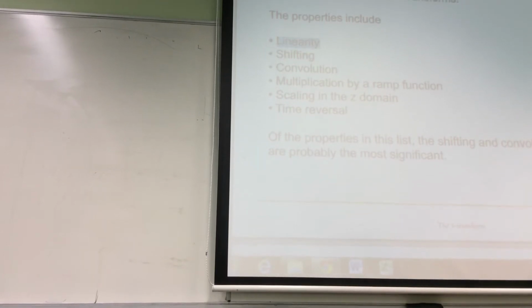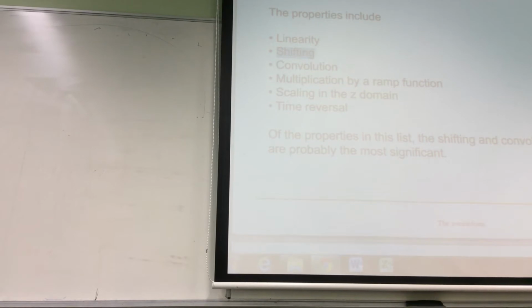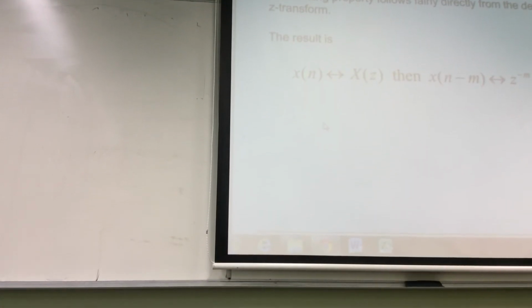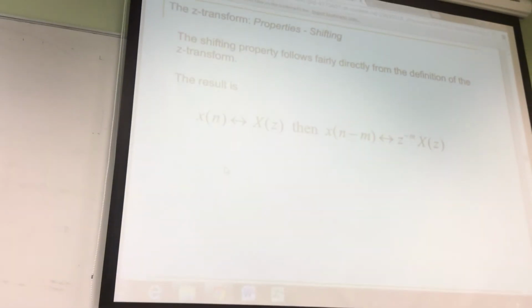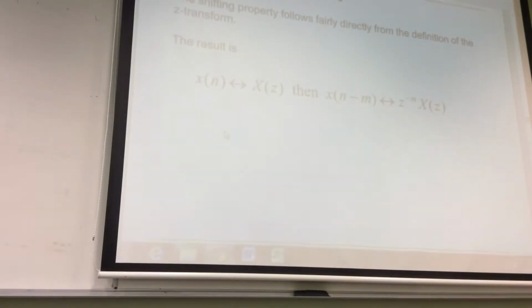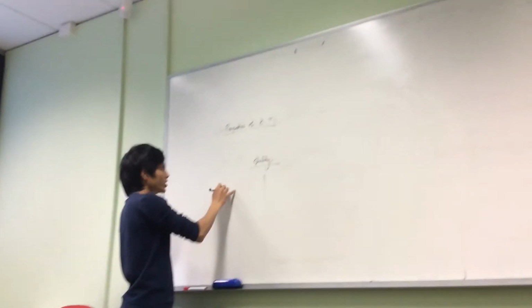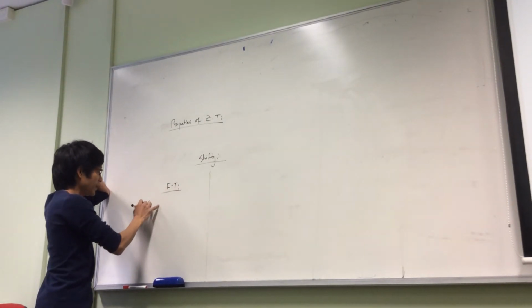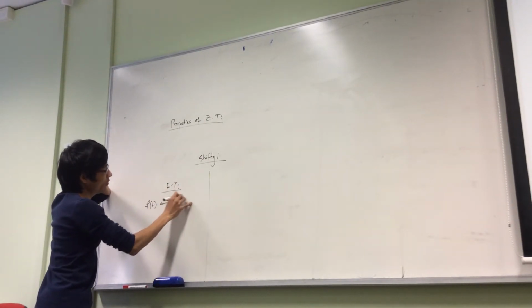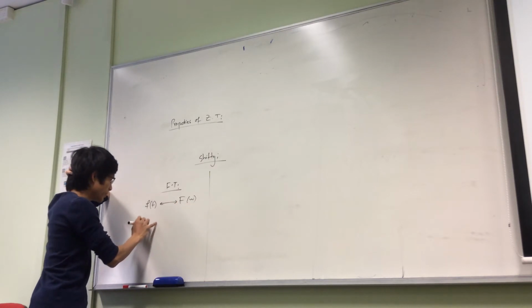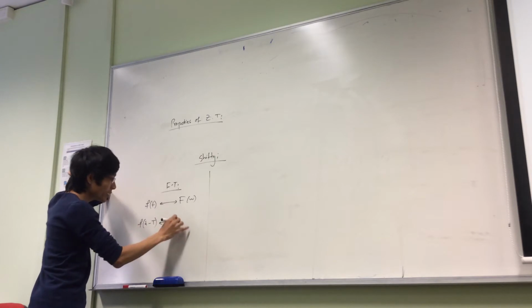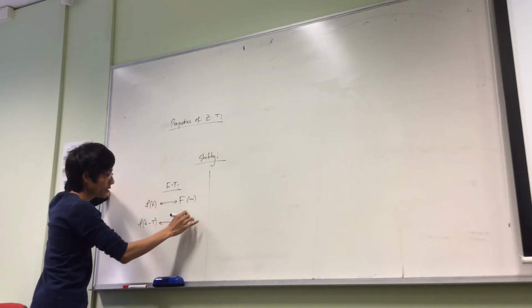Linearity is simple. Now shifting will be a little bit different. When we're talking about Fourier transform, if you have f(t) going to F(omega), what happens if you shift f(t) by t? The other side will be e to the minus j omega t multiplied by F(omega).